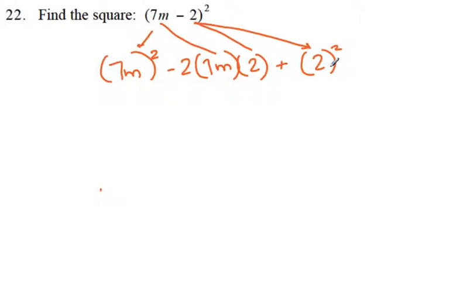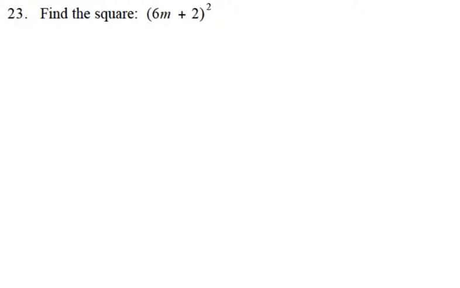Square it becomes positive. So 7m squared is 49m squared. We have, oh, that's a horrible 7. Minus 2 times 7 is 14. 14 times 2 is 28. So that gives us 28m, and then 2 squared is 4. Done, because this is m squared, this is m, and that's a constant. These are not like terms. They have different powers.